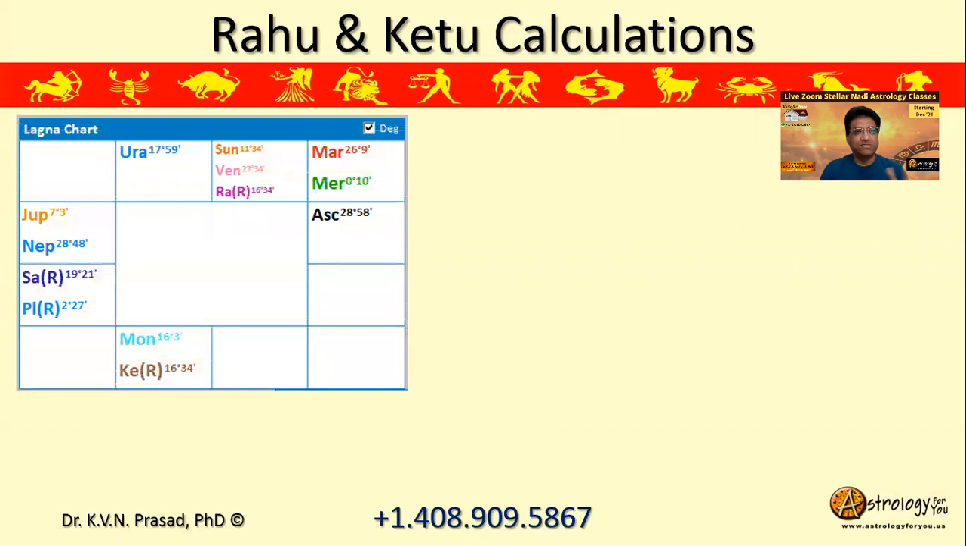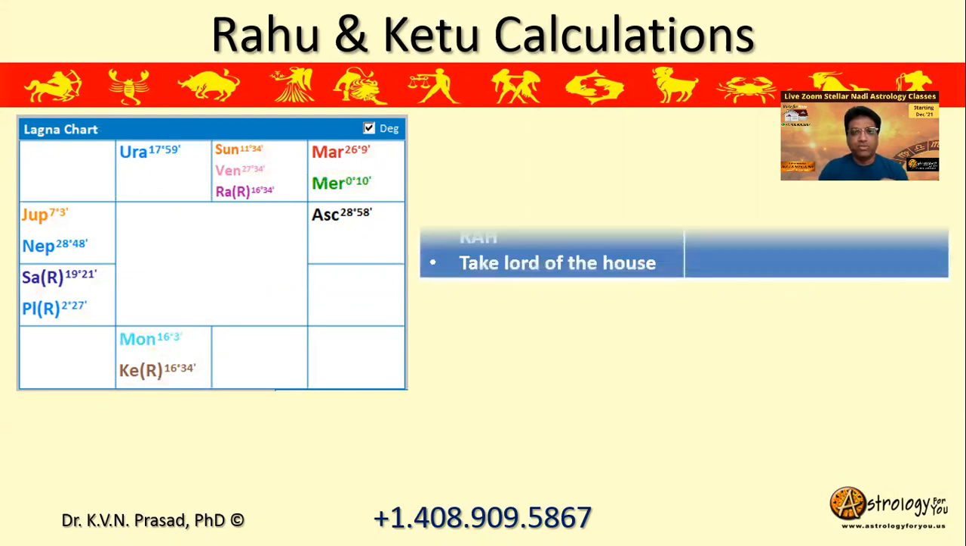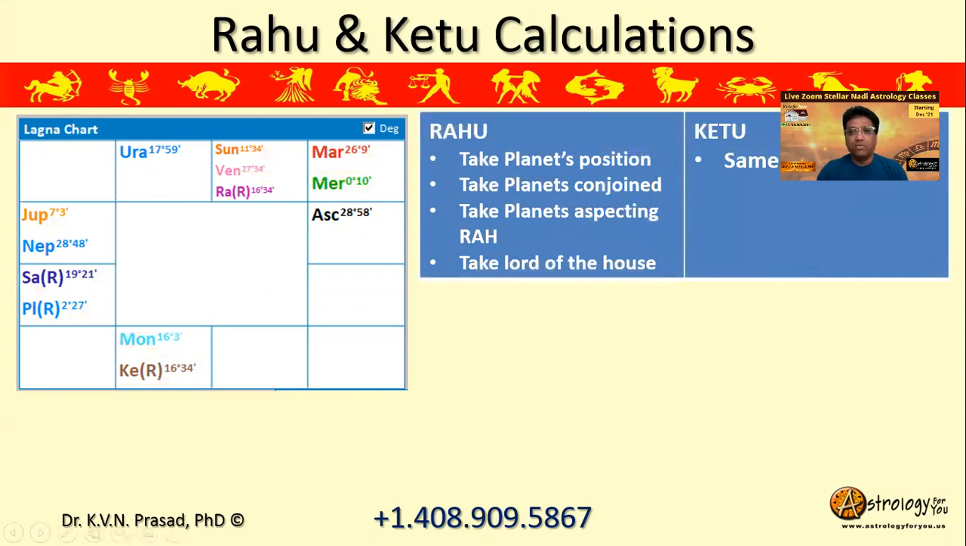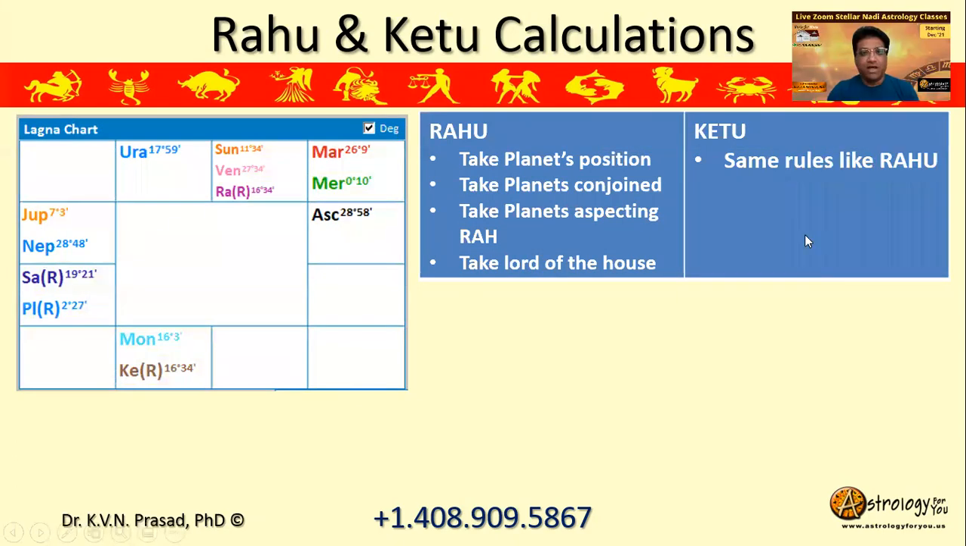So let us take the example chart. Okay, this is the chart. This is some random chart I picked up. So the first is Rahu. You have to consider Rahu's position in the chart. Where is Rahu situated? In which bhavam is it located? That is number one. And next, we have to see what planets are conjunct, co-joined with it. Who are all the planets sitting along with Rahu?